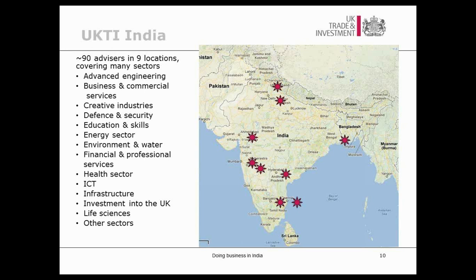We have, roughly speaking, 90 advisors spread across 9 locations. That's everywhere where you can see a little pink sun on the map. We hope to expand that network to more locations in the future, though that is subject to Indian government permission. The list of sectors on the left of the slide are ones where it goes particularly well for us.